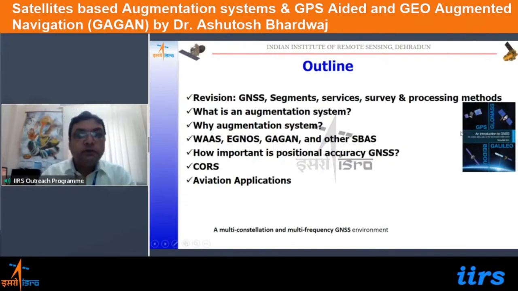So we'll discuss what the various augmentation systems are and why we require augmentation systems. Then we'll discuss the different types of augmentation systems and how we are able to improve the positional accuracies using the SBAS systems, which are dependent on the GNSS basically. And then we will touch upon the course also and the aviation applications.